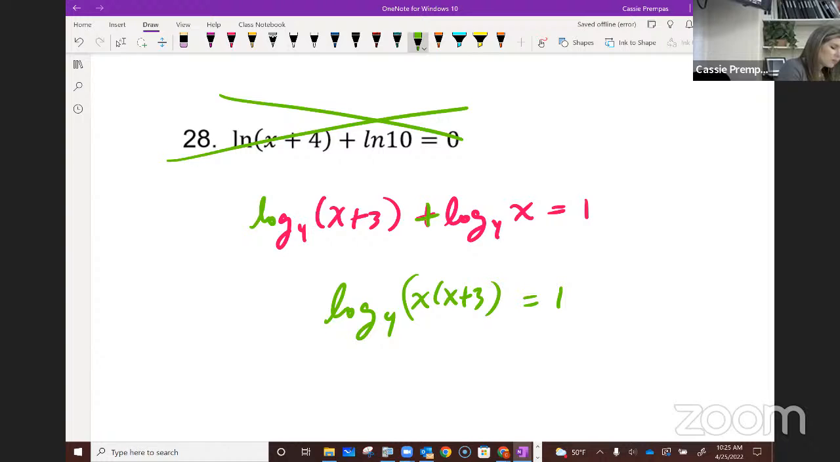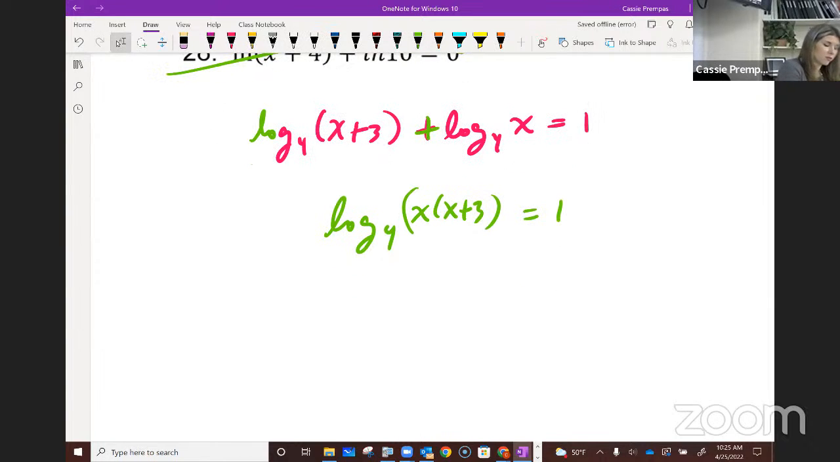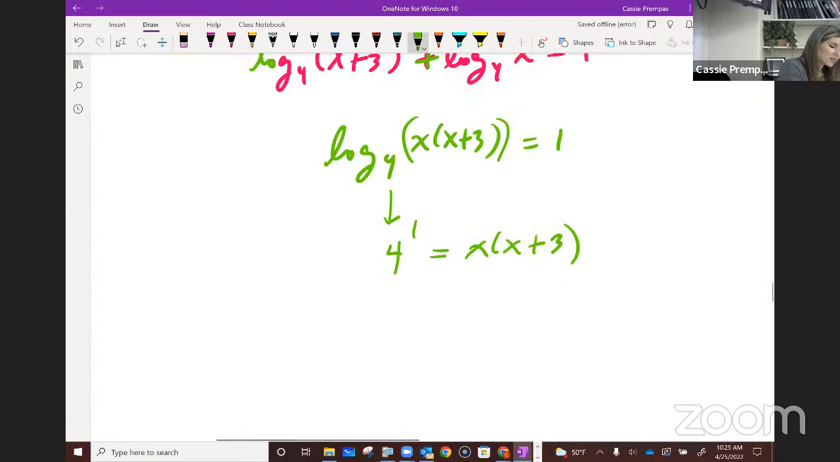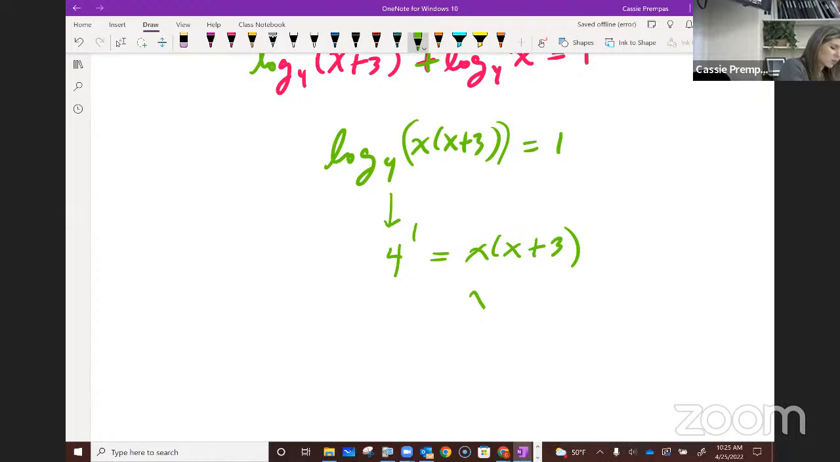The only way to get rid of the log is to convert it to exponent form. This is one you missed because of the scavenger hunt, so I would kind of just watch here. We convert to exponent form. So we'd have 4 to the 1st equals x times x plus 3. And yes, we're going to distribute x to x plus 3 to give us x squared plus 3x.